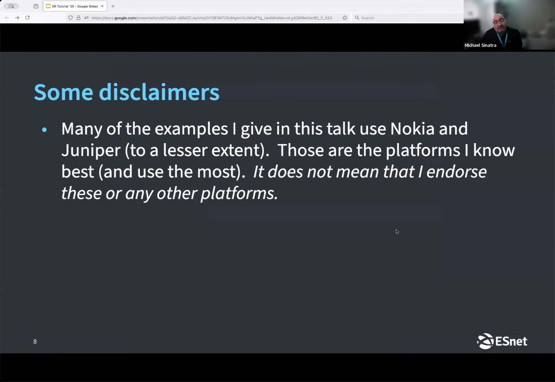Just a quick disclaimer, I do use a lot of Nokia examples. ESnet's core routing is all Nokia service routers. I almost call them segment routers. So I'm going to give SROS and Nokia examples. I'll try to throw in a few Juniper here and there because I am familiar with that platform. But please note that I'm not endorsing either platform. They're all good. They all have positives and negatives about them.